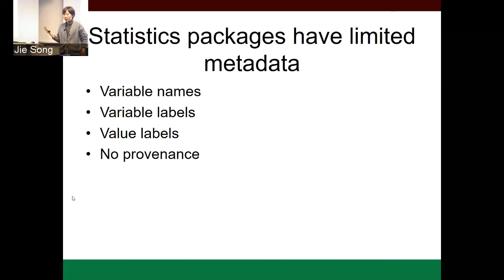Okay, so systems themselves will have limited metadata. For example, variable names, labels, value labels, but there are no properties such as how the variable is derived from the original variables. So what variables have influenced the derivation of this new variable.